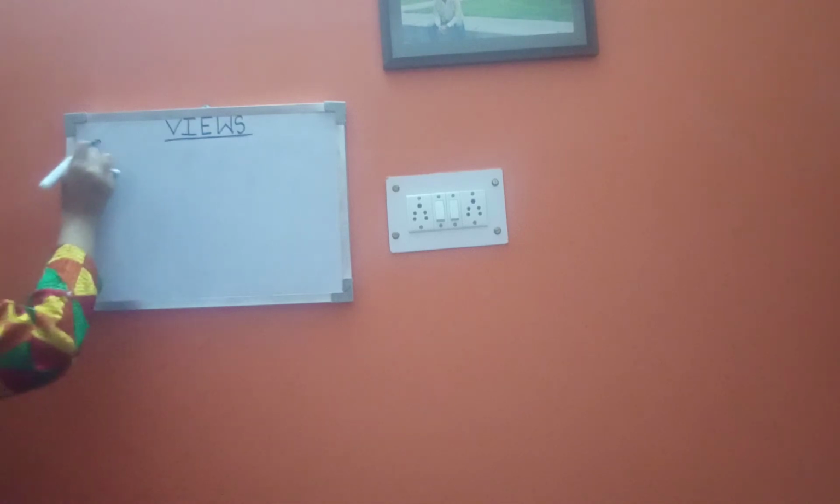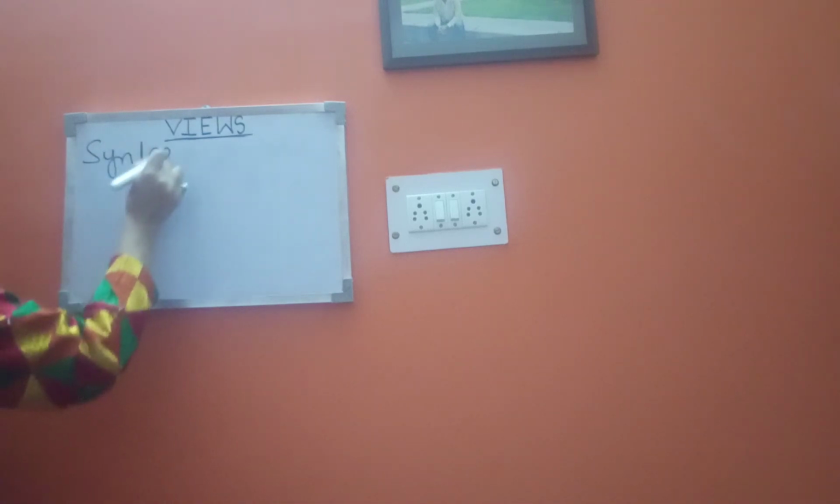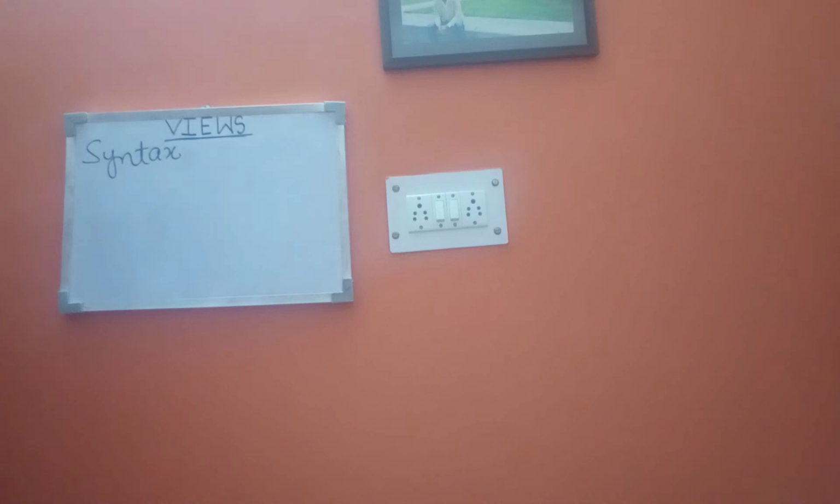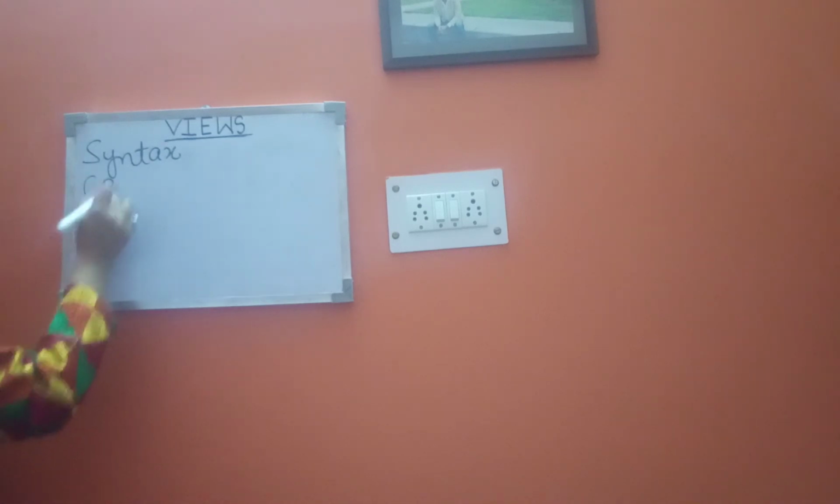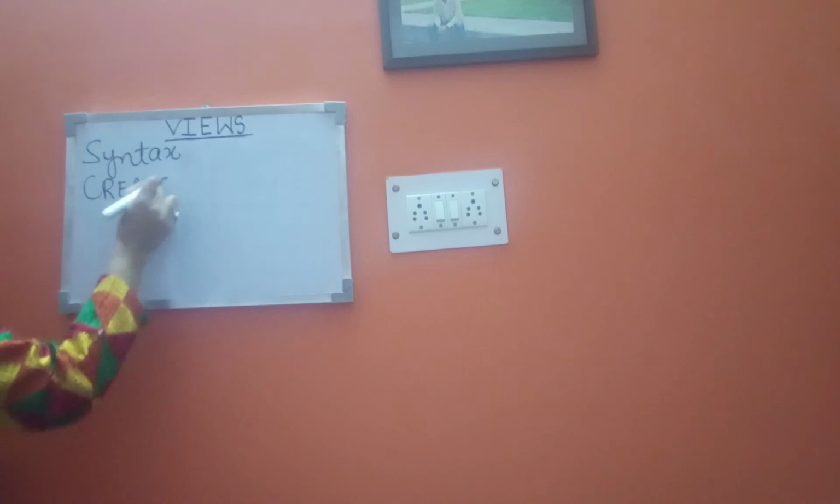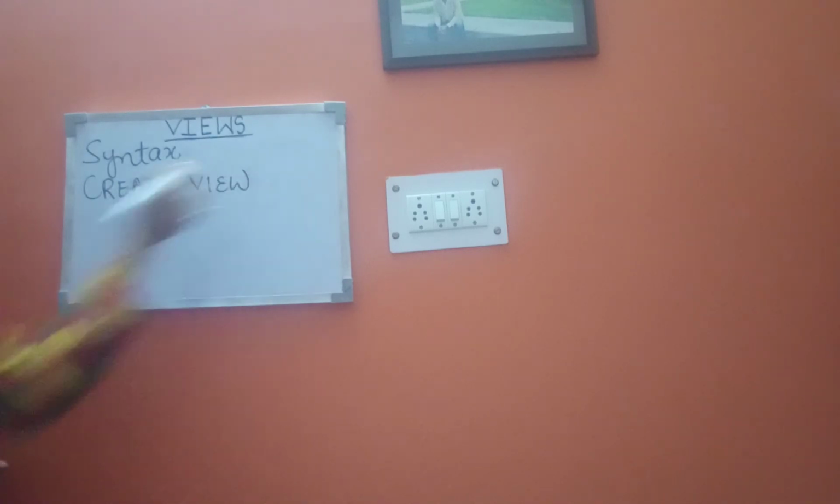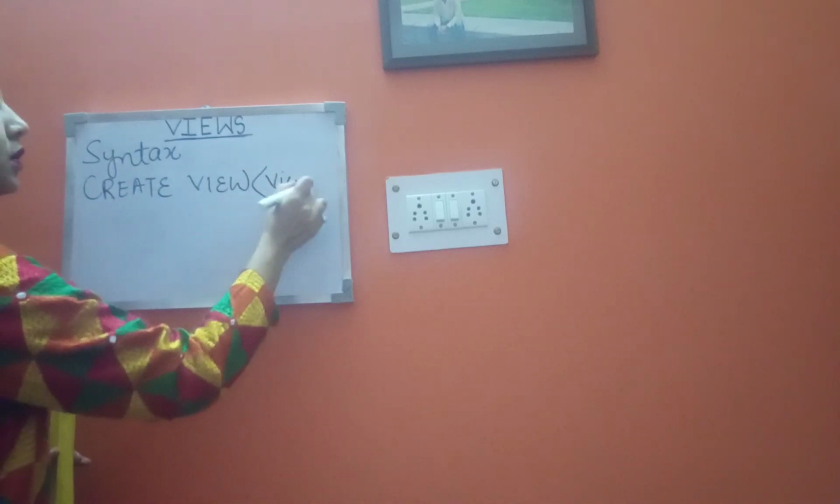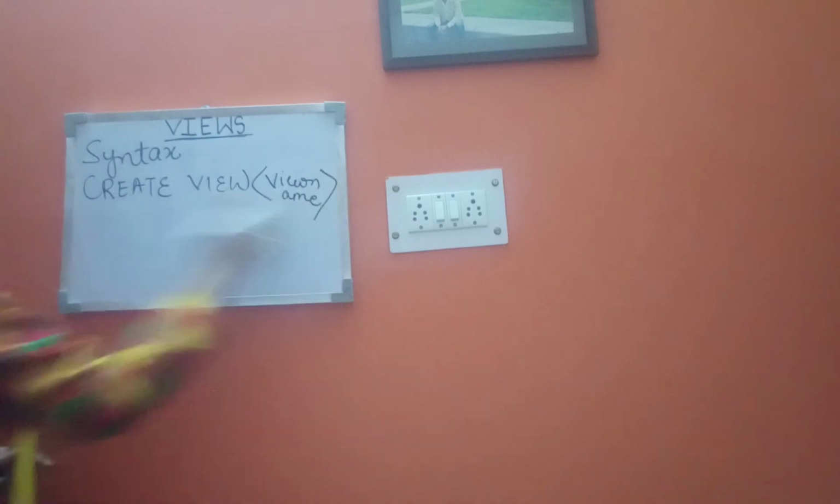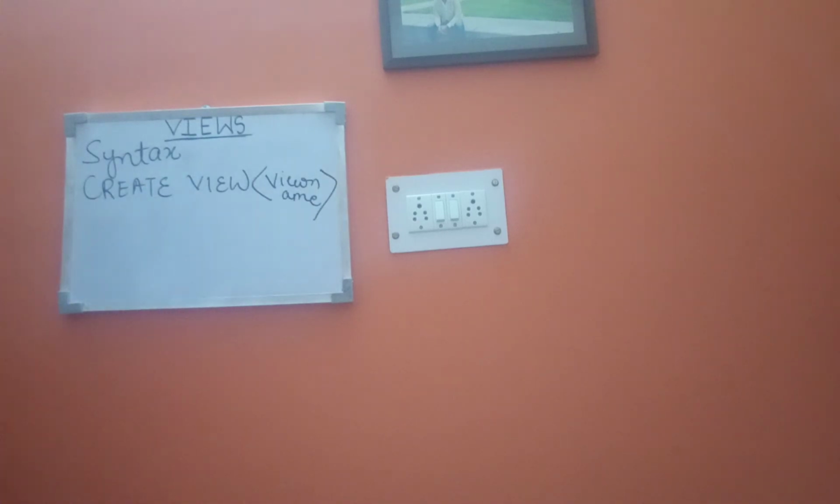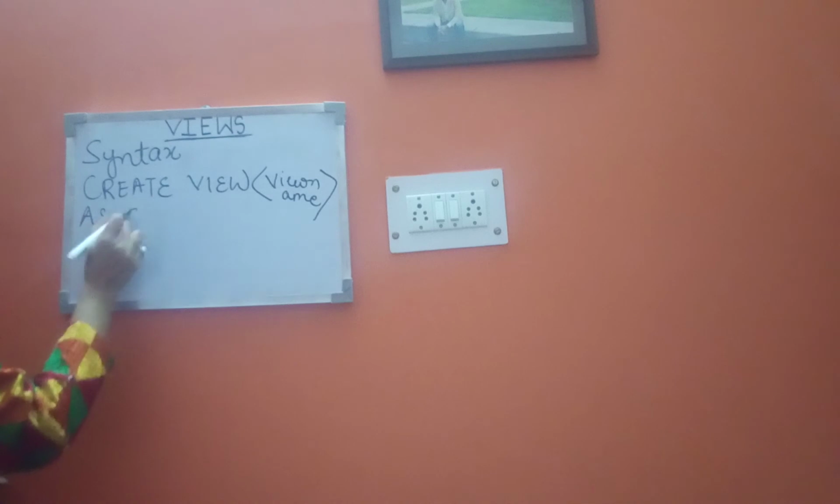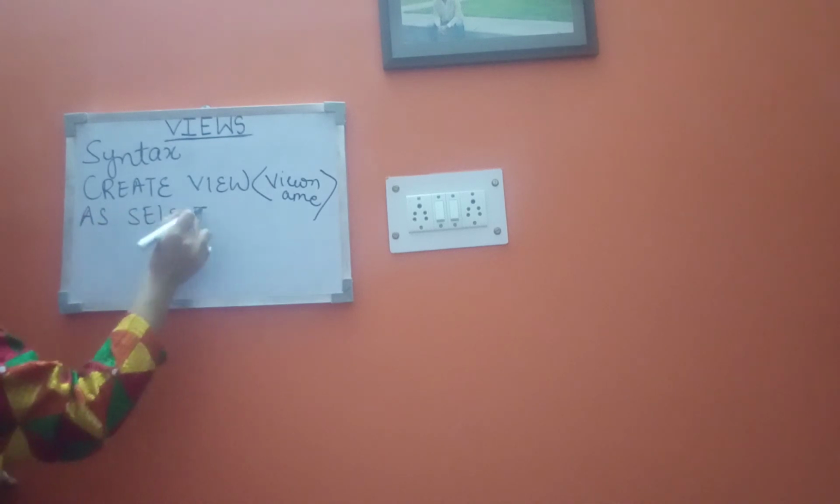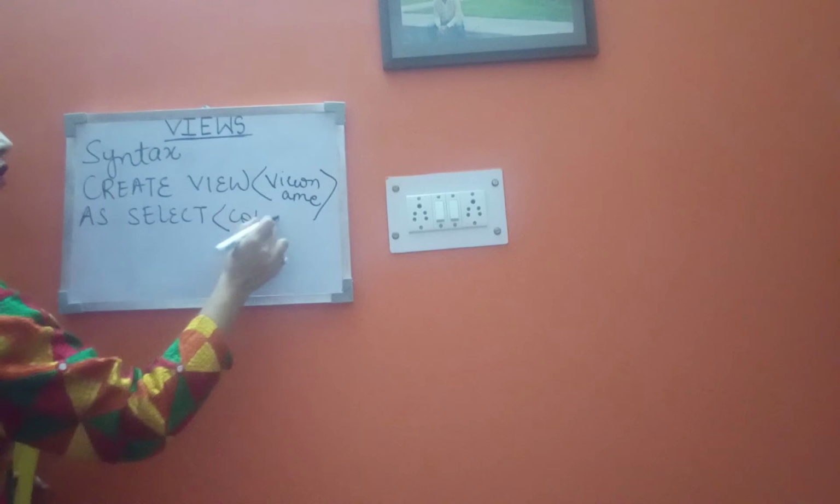Now I will tell you how to create a view. How do I create a view? First of all, we will see the syntax for creating a view. The syntax says: create view, then you give the view name. Create view name as select, and here you will give the column name.